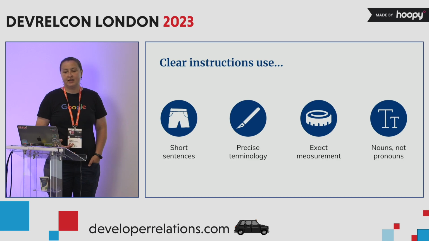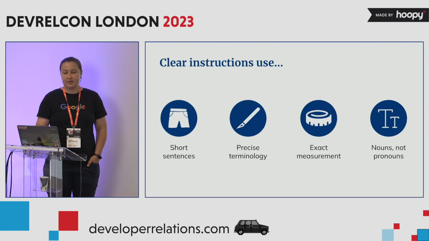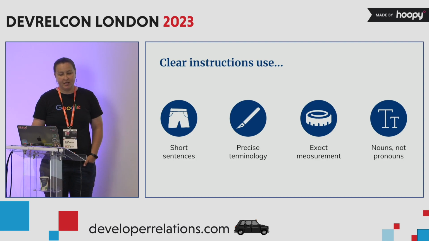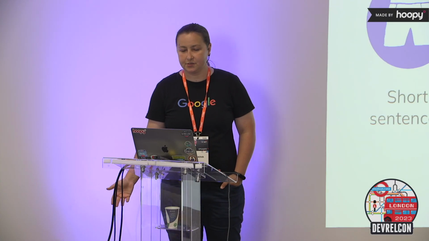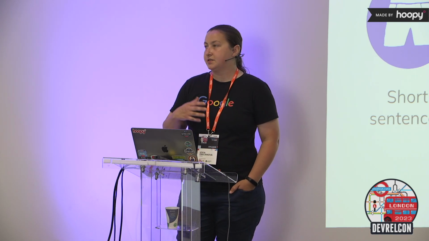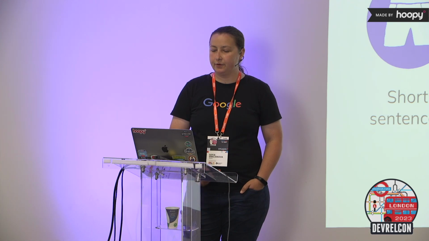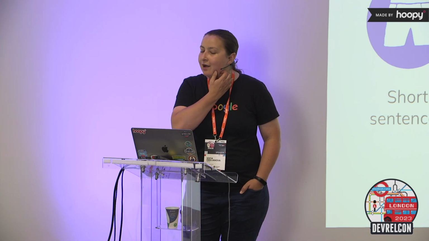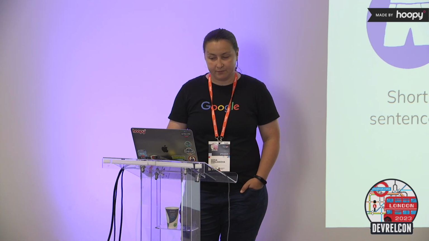When you write documentation, clear instructions mean write short and complete sentences, use precise and concrete terminology that is either defined or has easy-to-find definitions. Use exact measurements when appropriate, such as, say, 3 instead of a few. And for third-person references, use nouns instead of pronouns, even if it means being repetitive.